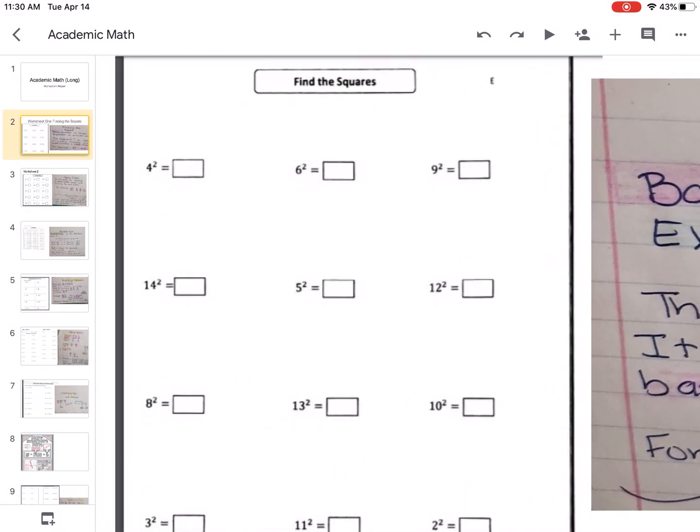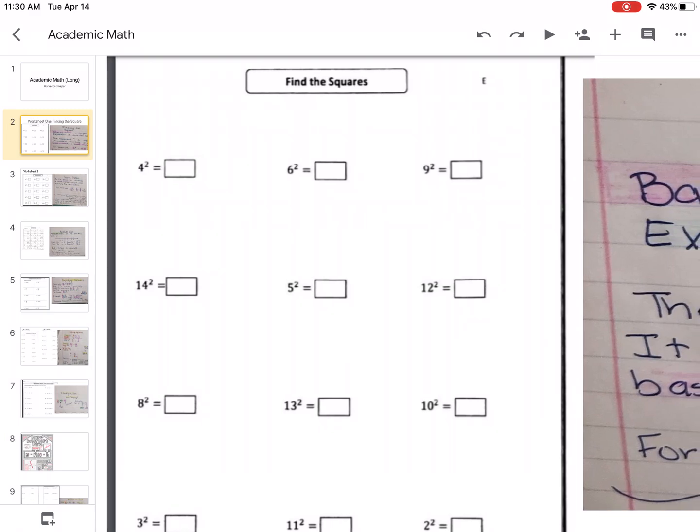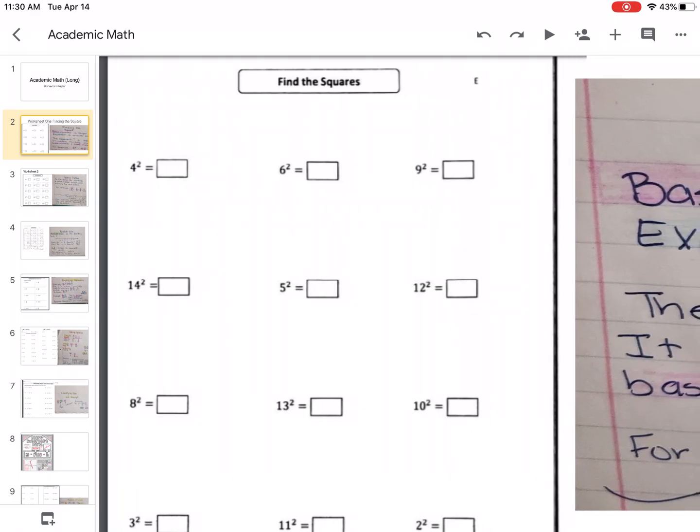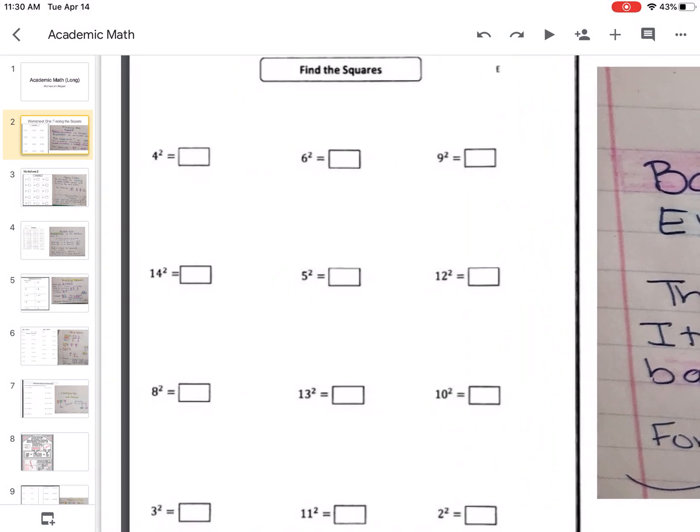So your first worksheet is finding the square. You can see you're given on your first one 4 to the second power. That 4 there is called the base number. It's the larger number. The 2 is your exponent. So that's saying 4 times 4, which is 16.